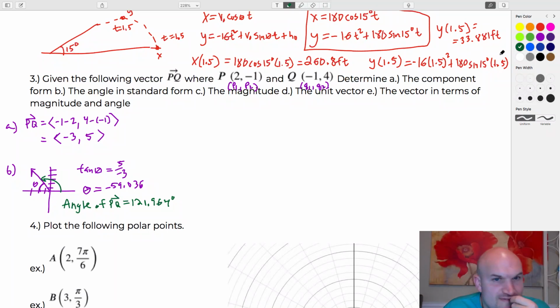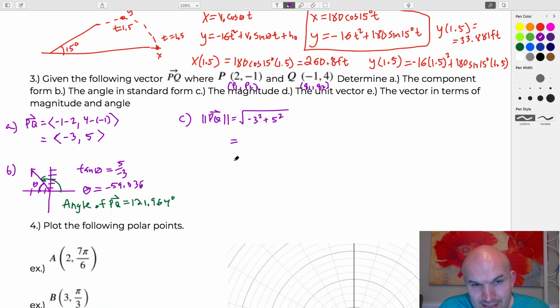The next one is find the magnitude. So the magnitude, remember, is just the first two components squared, and then take the square root of those, basically the Pythagorean theorem or the distance formula. So using my notation for magnitude, all I'm simply going to do is have the square root of negative 3 squared plus 5 squared. Negative 3 squared is 9 plus 5 squared is 25, so that's going to be the square root of 34. Don't need to simplify it, that's pretty good.